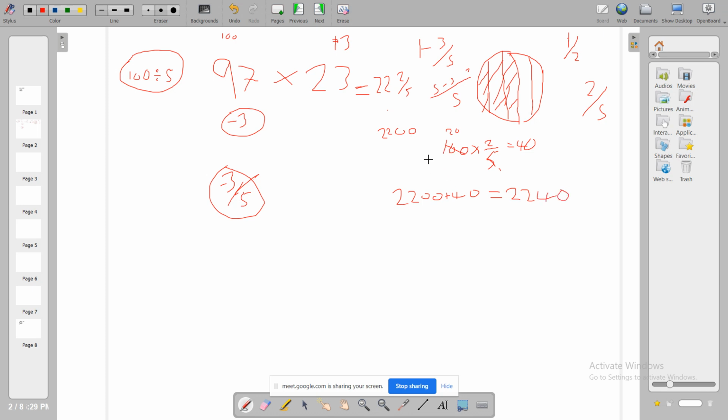So this is what we will get. Now we are not done. Now we realize that we have these circles. So here is plus and this is minus. So minus 3 times 3 will give us what? Negative what? Are you saying 6? 3 times 3 is what? 9. Negative 9. So minus 9.